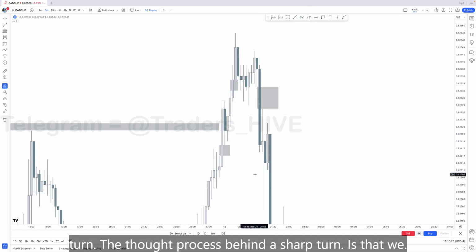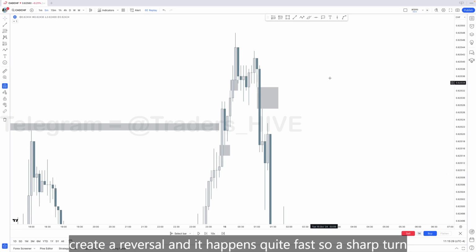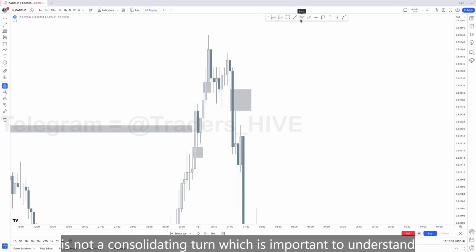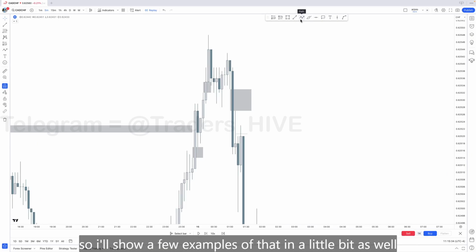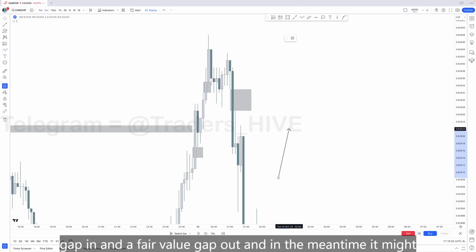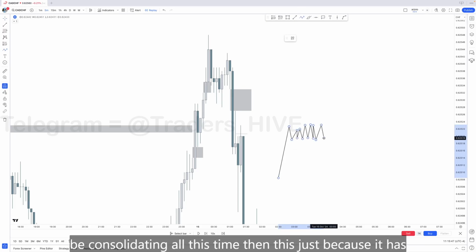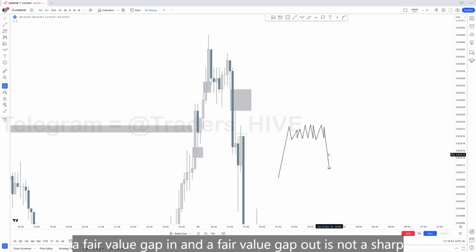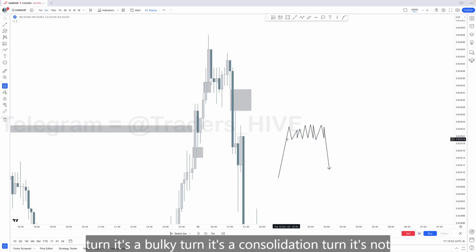The thought process behind a sharp turn is that we create a reversal and it happens quite fast. So a sharp turn is not a consolidating turn, which is important to understand. So I'll show a few examples of that in a little bit as well. But when people have a sharp turn and they have a fair value gap in and a fair value gap out, and in the meantime, it might be consolidating all this time, then this, just because it has a fair value gap in and a fair value gap out, is not a sharp turn. It's a bulky turn. It's a consolidation turn.